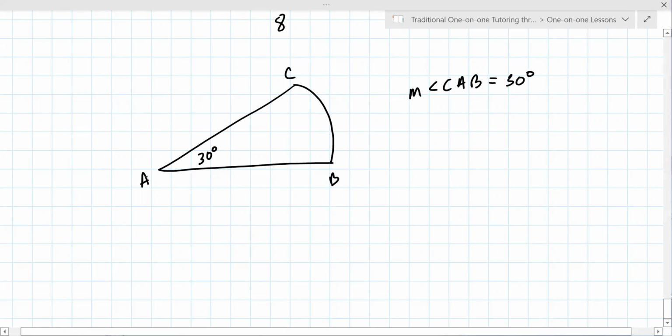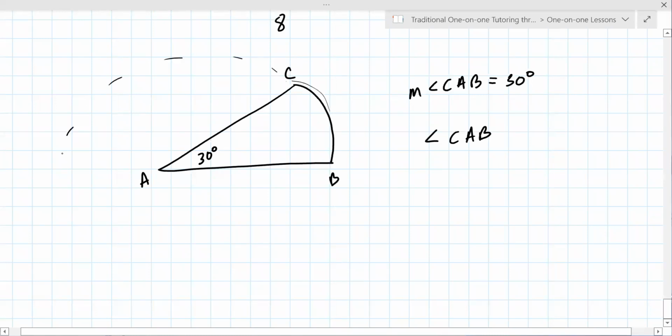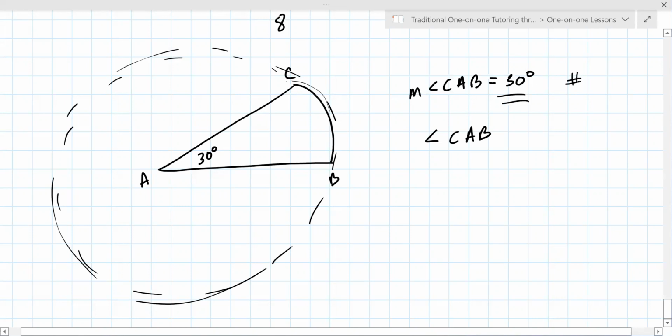CAB is 30 degrees. Okay. If I just talk about angle CAB, I'm referring to the angle CAB, not to its measure. That whole drawing is technically an angle, sort of. Well, I call it a pizza slice, but it's actually part of a circle. It's actually called a sector, like a slice of a pie. But what I'm trying to show you is there's a difference: when someone asks you for the measure of an angle, they're asking for a number. If they're asking for angle CAB, they're asking you to draw it.